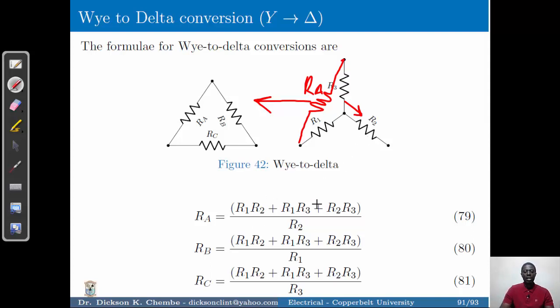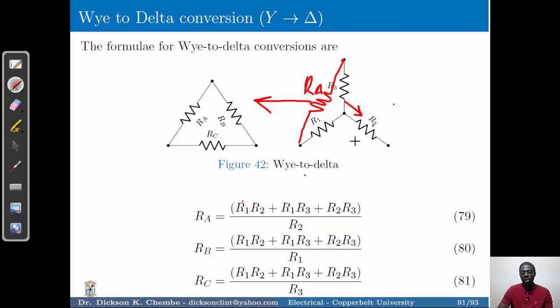And on the numerator side, we get the sum of the products of the two resistances on each triangle side. So in this case, we've got R1, R2, which is this one, then we've got R1, R3, and then we've got R2, R3. So these three summations form up the numerator in this case. So this is our numerator that we obtain. And notice that the numerator is the same for all the resistances.